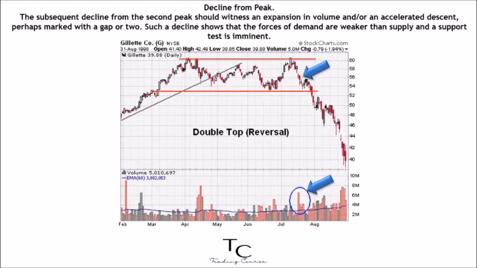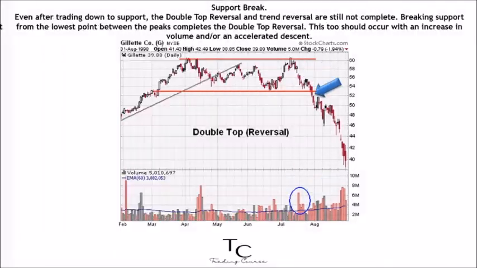Decline from peak. The subsequent decline from the second peak should witness an expansion in volume and/or an accelerated descent, perhaps marked with a gap or two. Such a decline shows that the forces of demand are weaker than supply and a support test is imminent.